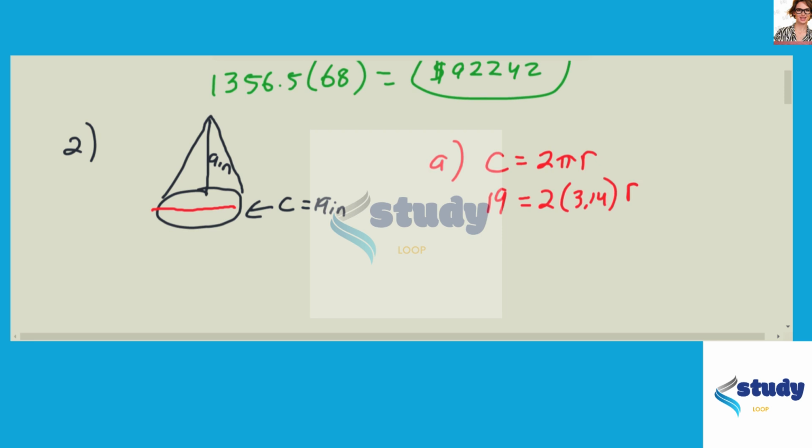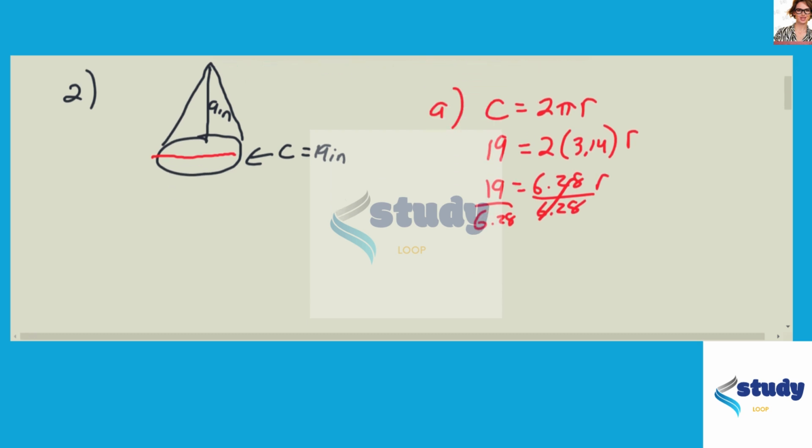Now we'll solve for r. 2 times 3.14 is equal to 6.28. To solve for r, we divide both sides of our equation by 6.28, so we have 19 divided by 6.28. I'll round to the nearest tenth, just like the last directions. Actually, I'll go 2 places. It would be 3.03.